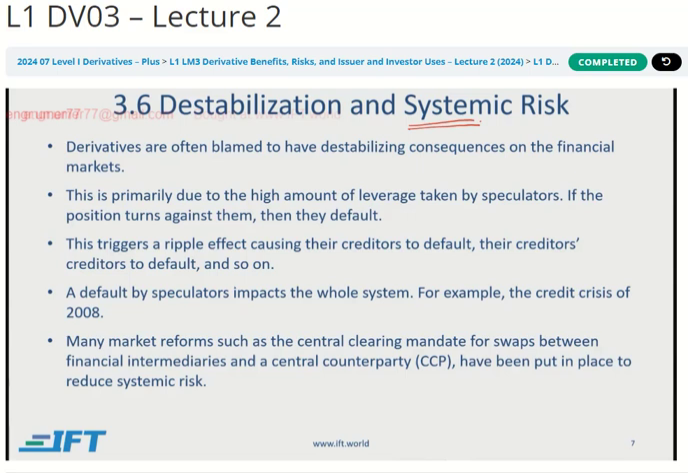So derivatives are often blamed for having destabilizing consequences on financial markets, primarily due to the high amount of leverage taken by speculators, because if the position turns against them, then they default. And this creates a domino effect or a ripple effect, causing their creditors to default, and then the creditors of their creditors to default, and so on, right? And this is what we saw in 2008, that one of the big banks went down, and then the other one went down, Bear Stearns and Lehman Brothers.